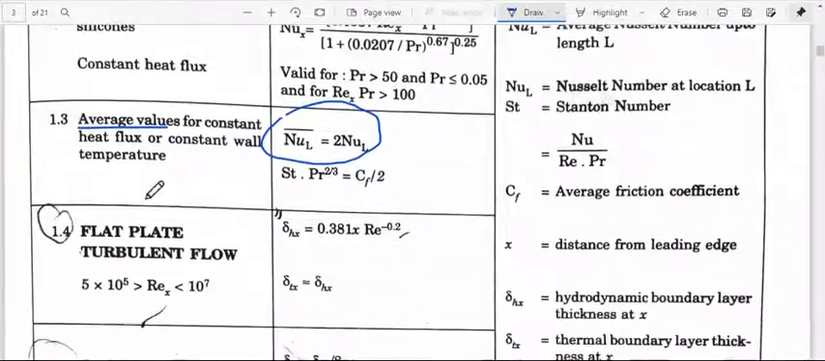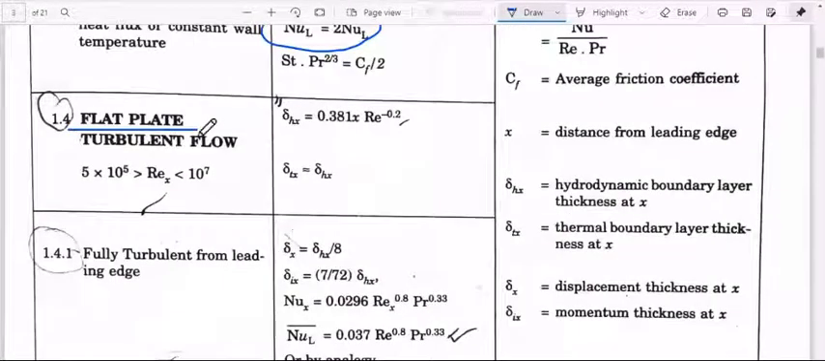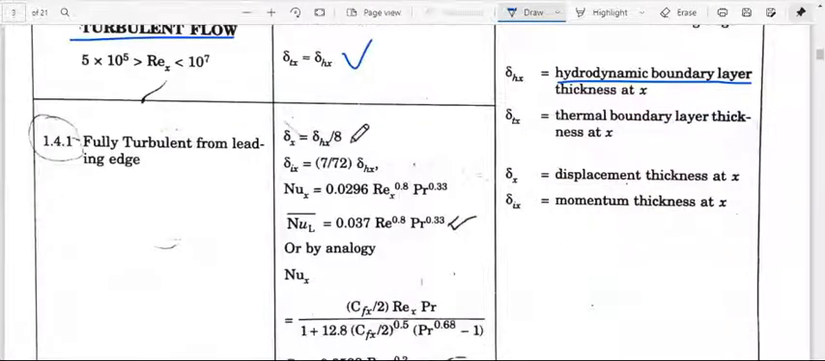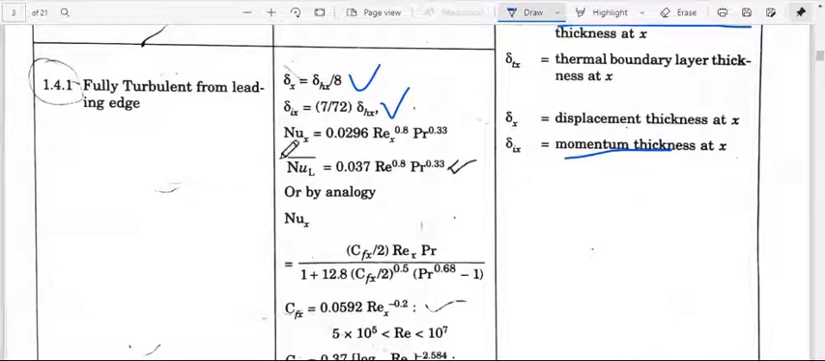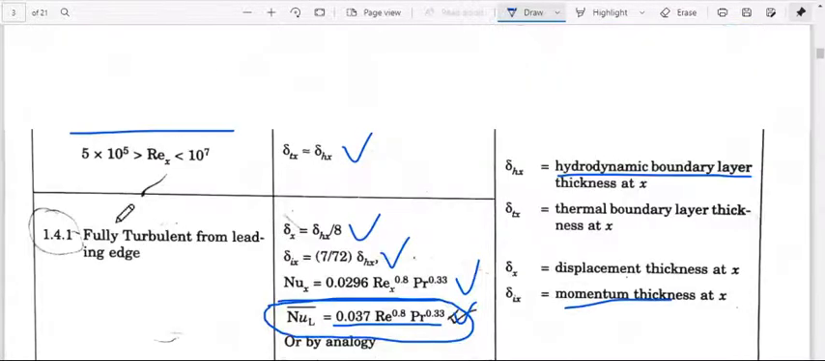So here this is flat plate turbulent flows. Here there are also the hydrodynamic boundary layer formulas and thermal boundary layer formulas. Here delta x is the displacement thickness formula, theta x is the momentum thickness formula. These are the formulas. For fully turbulent flow, Nu equal to 0.075 Re power into Pr power 0.33. This is the generalized equation to calculate the Nusselt number for turbulent flows.